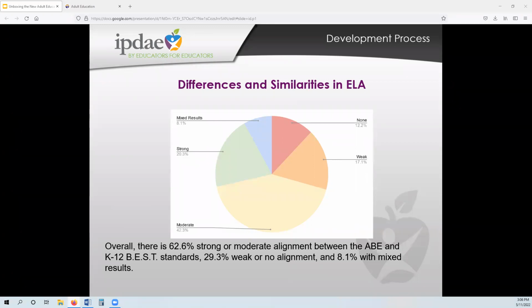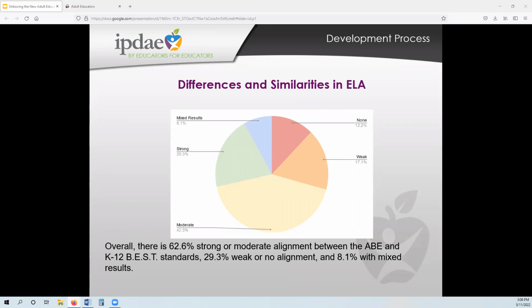So a strong alignment meant that there were no substantive differences in terms of the skills or expectations between the ABE standard and the BEST standard. A moderate alignment rating meant that there were 1 to 2 substantive differences between the standards. A weak alignment meant that there were multiple, as in more than 2, substantive differences between the standards. And a rating of none meant that there was no corresponding standard.